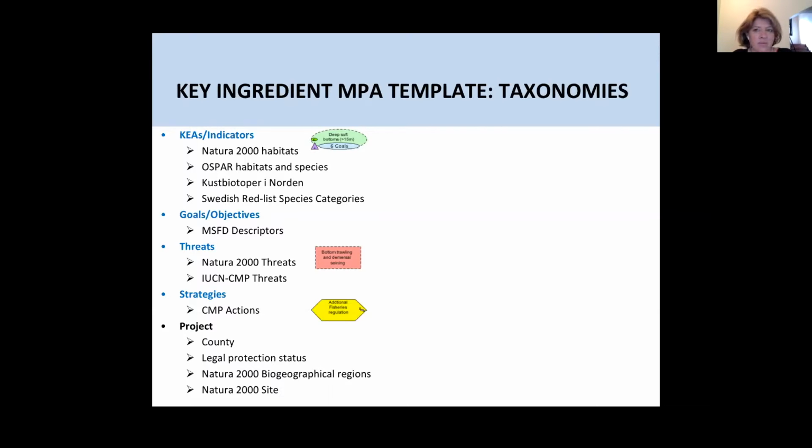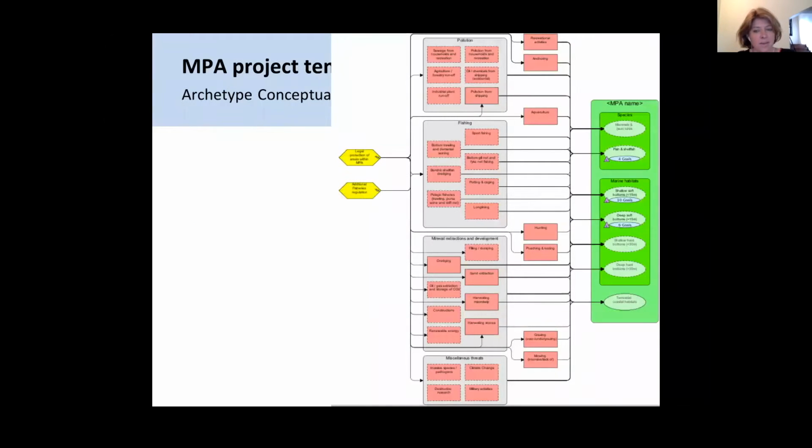I don't expect you to read all the text in this slide, but you can see a list of all the different taxonomies that we have tried to use. And I just want to highlight a few here. The taxonomies that we, for example, used in the description of key ecological attributes and indicators was the Natura 2000 habitats list, and sometimes also the species list. And this is what I talked about earlier. It's kind of like the policy requirement that is partly covered in those lists.